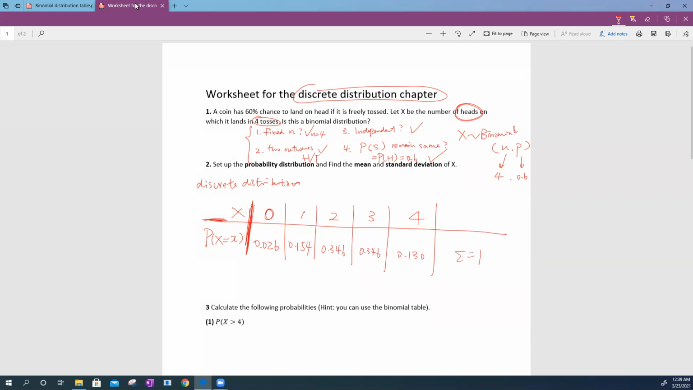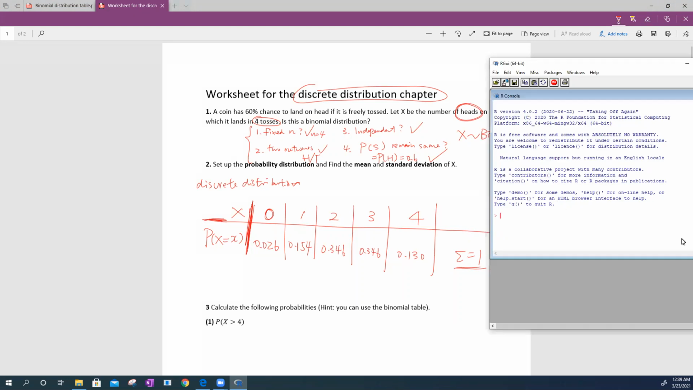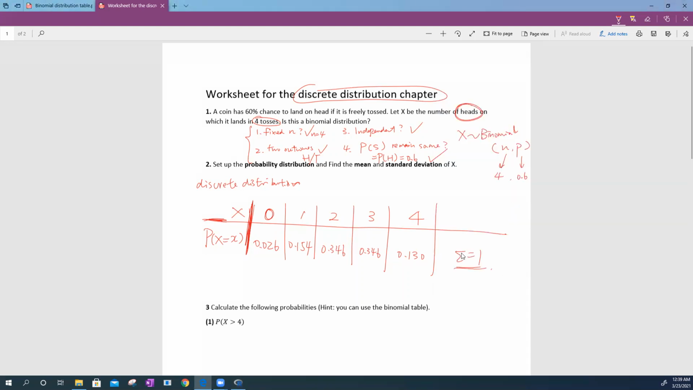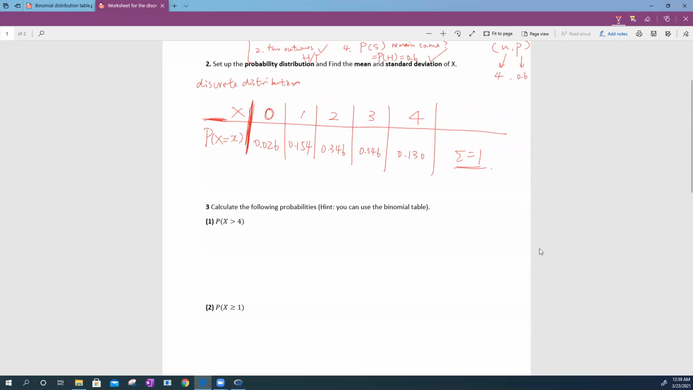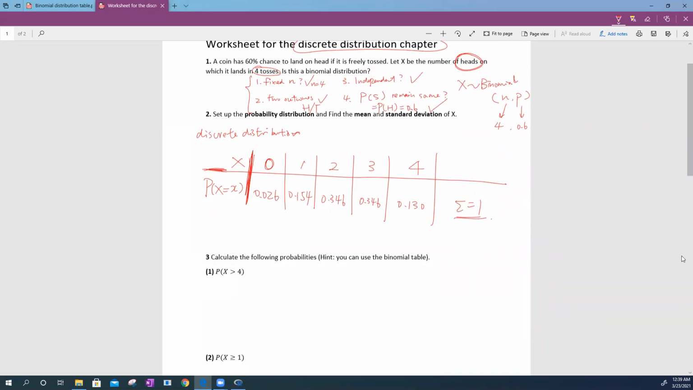And then, of course, the sum equals 1. Let's verify that. We're going to use a calculator to check: 0.026 plus 0.154 plus 0.346 plus 0.346 plus 0.13. So 1.002, that's due to rounding error, and the sum is 1, so no problem. And then we make this probability distribution table.